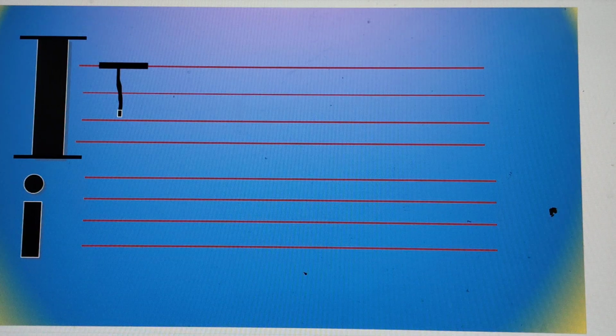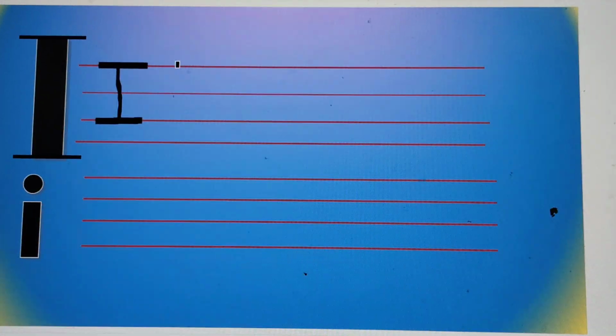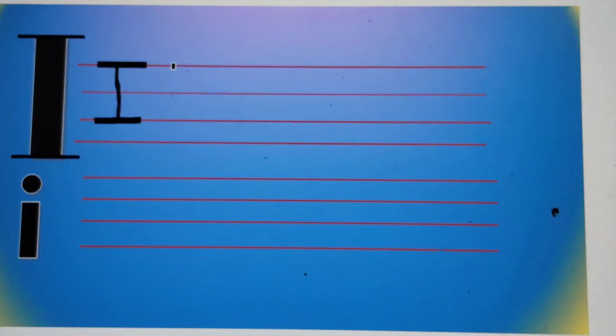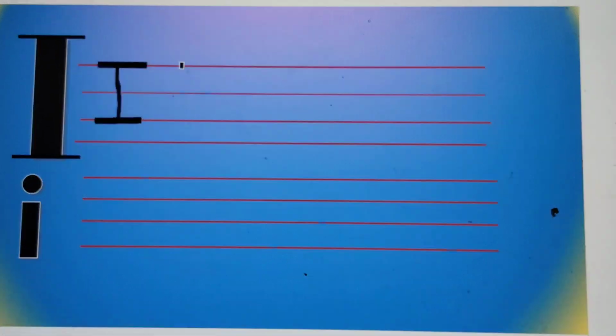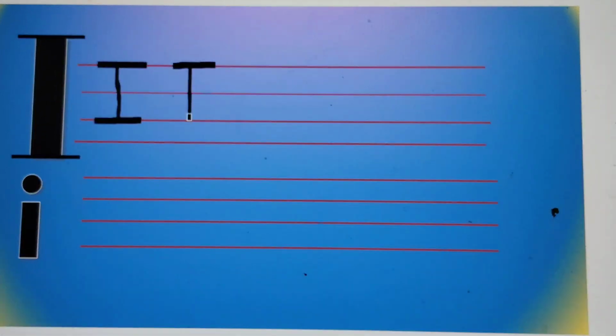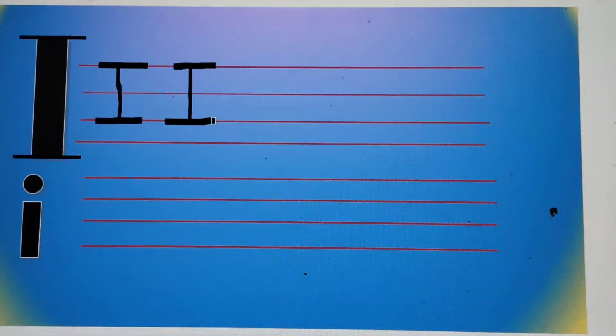Let's make a sleeping line first here. Then bring a standing line from here and join another sleeping line. This is the way we make uppercase I, i.e. injury, i.e. infection, i.e. information. Let's make another I. Sleeping line, standing line, another sleeping line.